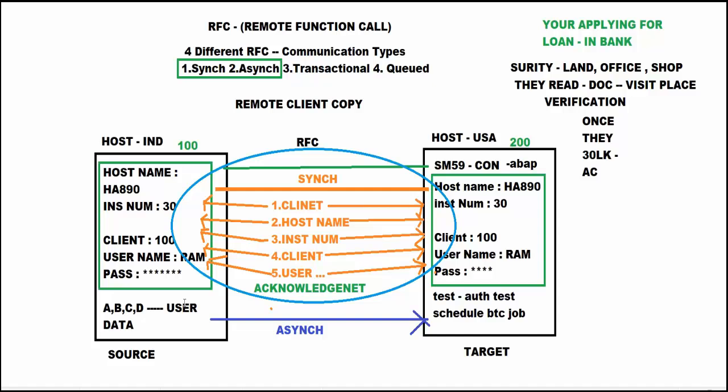In the same way in SAP, we are sending the data from one system to another system. In remote client copy, first in the synchronous way, the source system checks the target system information. When everything is fine with the details, we send the data to the target system in asynchronous method. That's how this RFC works, with synchronous and asynchronous methods. We also have transactional and queued RFC, and we'll discuss those in the next sessions.